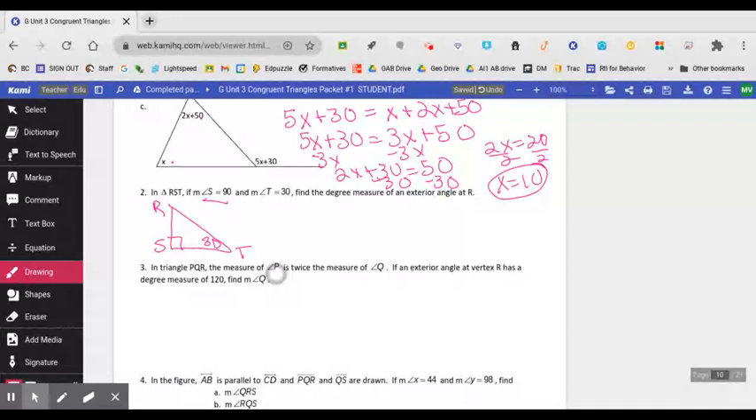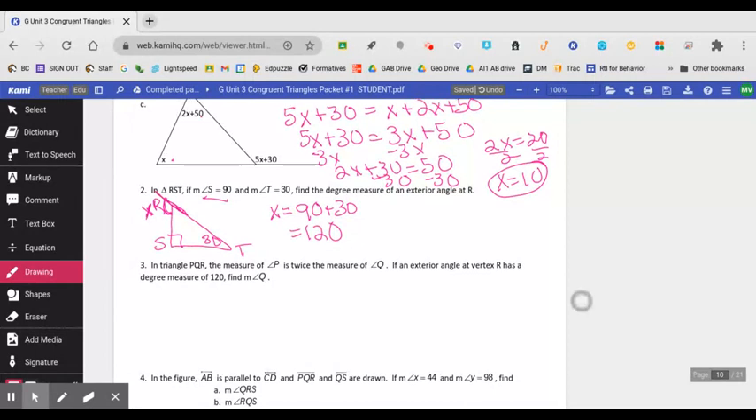So it doesn't matter which way I extend it. I can extend it either way. So I'm looking for this angle, which I'm going to call x. This exterior angle at R is x. Well, x is equal to the sum of the two angles that are far away. So it's 90 plus 30. So it's 120.